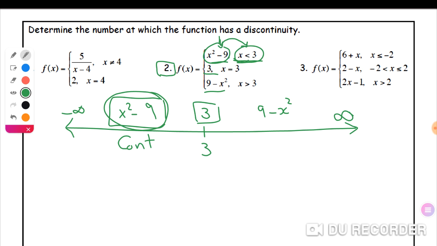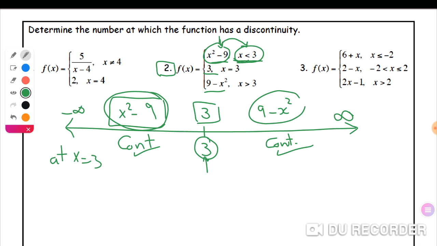The same for 9 minus x to the power 2. It is a polynomial. It is continuous, because it is a polynomial function, and any function is continuous on its entire domain. Here, what is the rest of the number line? I have to discuss the continuity at number 3, because for all of the values less than 3, the function is continuous, and for all of the values greater than 3, the function is continuous. Why? Because it is a polynomial. In this case, I have to discuss the continuity at x equals 3.